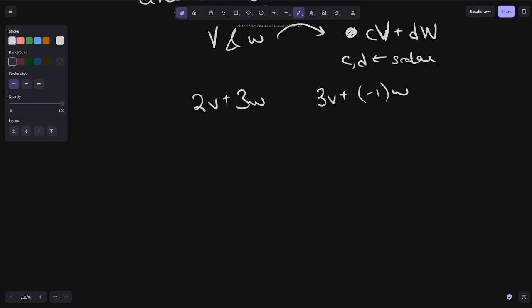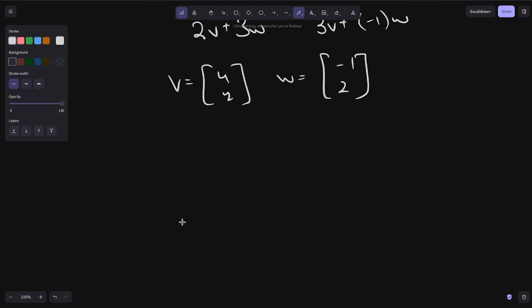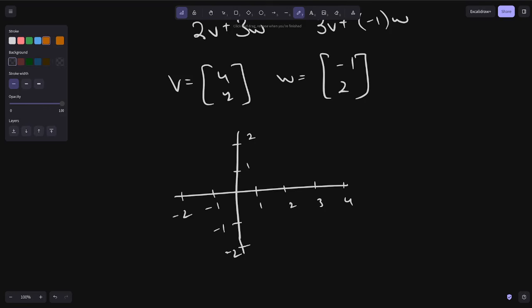Let me define V as 4, 2, and W as -1, 2. Let it be like this. So let's plot this, that would be better. 1, 2, 3, 4, -1, -2, 1, 2, -1, -2.